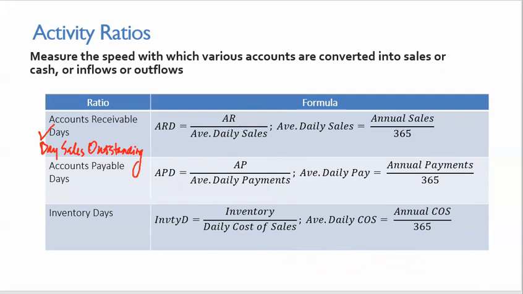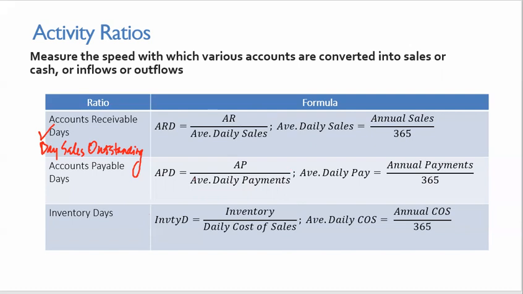And lastly, inventory days. Okay? Inventory days is average inventory balance over daily cost of sales, or cost of goods sold. So annual cost of goods sold divided by 365 is the average daily cost of goods sold. So makukuha mo yan days, right? In days ang makukuha mong sagot dyan. So makukuha mo is ilang days.